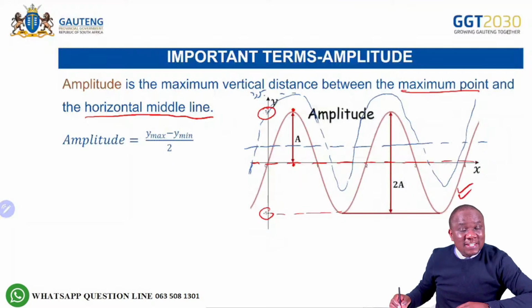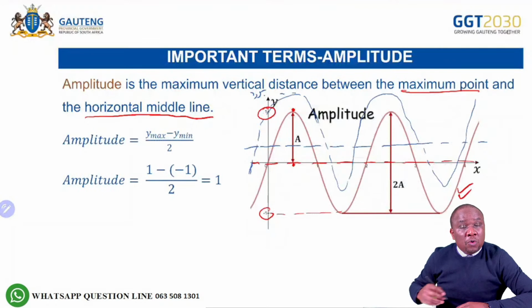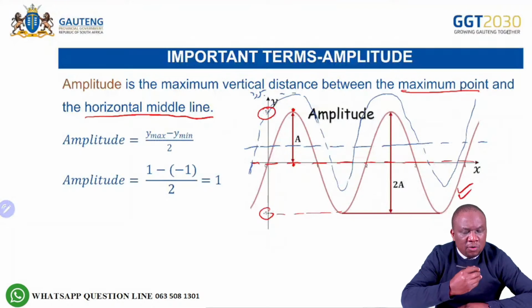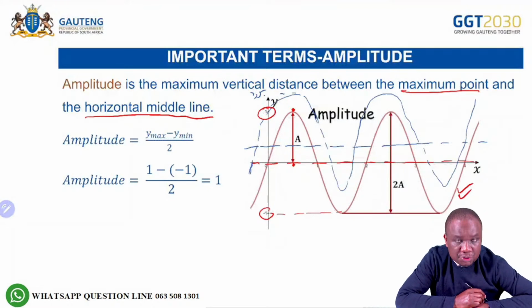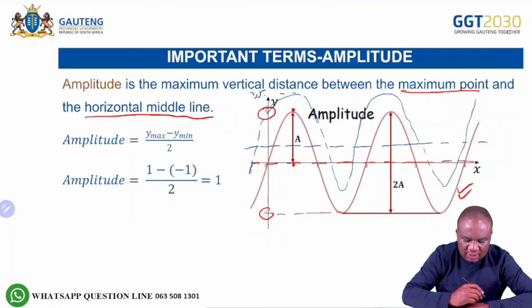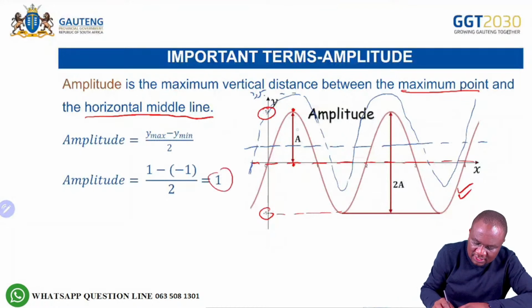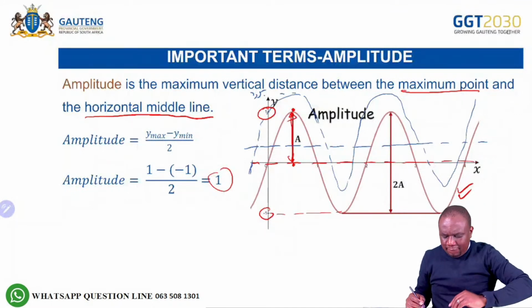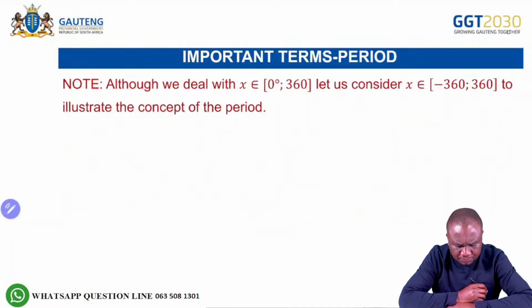Welcome back, Cretans. I really hope you managed to get the amplitude. What is it? Amplitude will be 1 minus negative 1. What is 1 minus negative 1? It's like saying 1 plus 1, which is going to be 2 over 2. And then our amplitude is 1. This is the amplitude. Okay, right. Now, that's the first one. Let's go to the period.